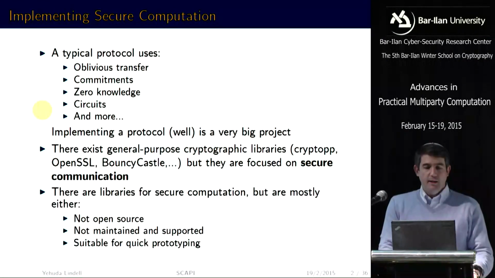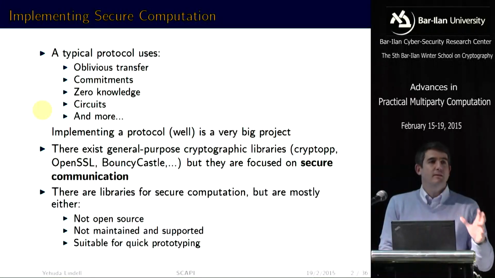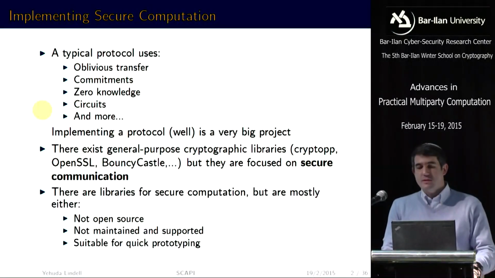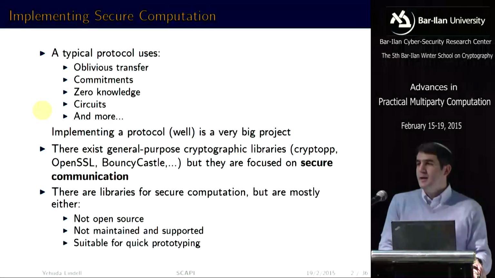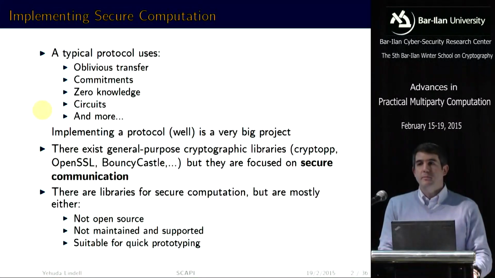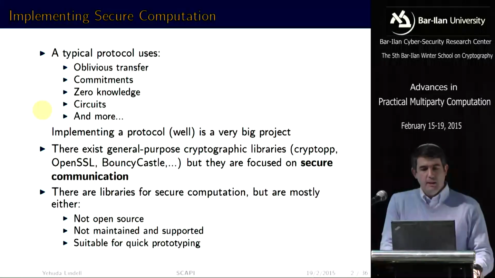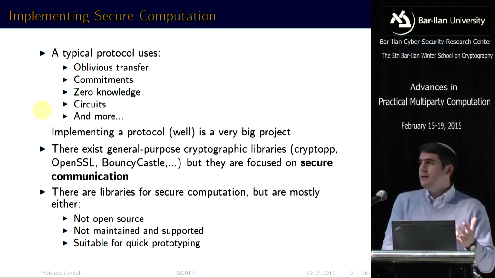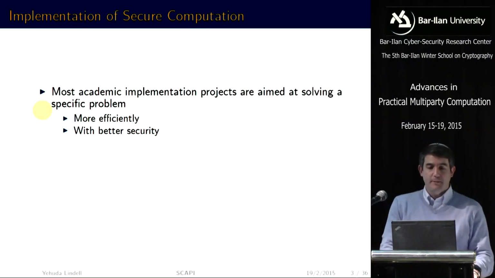It's definitely not the focus of what the library is there to give you. There are libraries for secure computation that have been written, but most of them, and I'll say most, are either not open source or they're not maintained and supported. In other words, sometimes a PhD student did a very good job, wrote a library, graduated, and then the library sort of ended at that point. And also some of them are very suitable for quick prototyping, but if you want to build something a bit more robust, a bit bigger, then it'll be difficult to do. So I'm not saying that SCAPI is the only library out there, but I think that most of them fall under those categories. If not, then I'll be happy to hear about them.